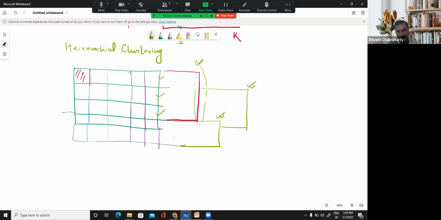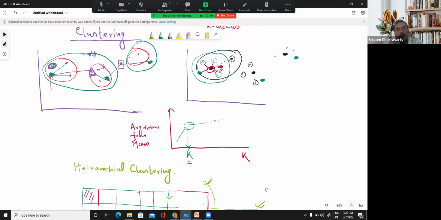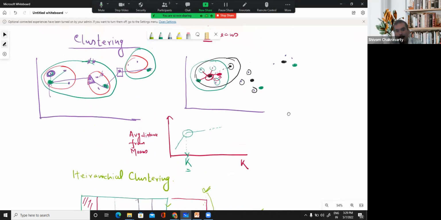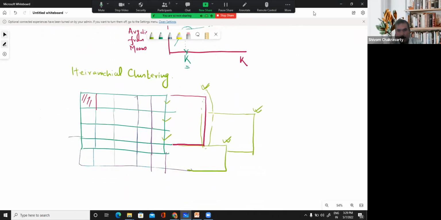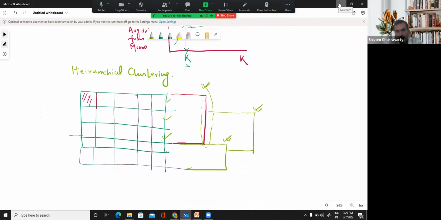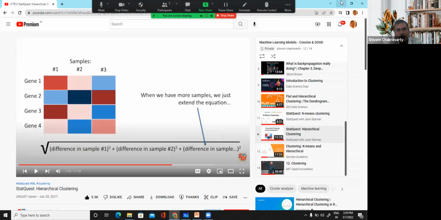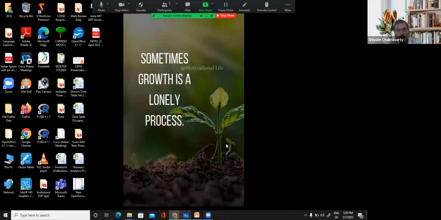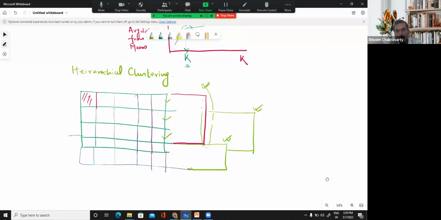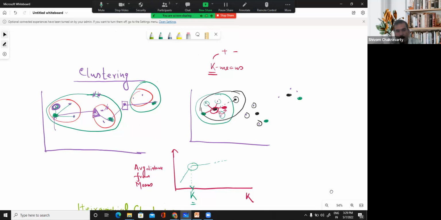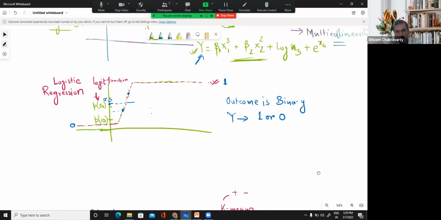So in clustering, the 2 most important methods are k-means clustering, which we saw, and hierarchical clustering. We saw an example also through this video. Now, what is remaining is a quick revision of neural networks.